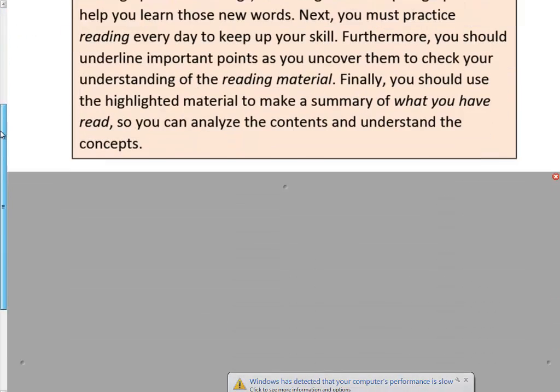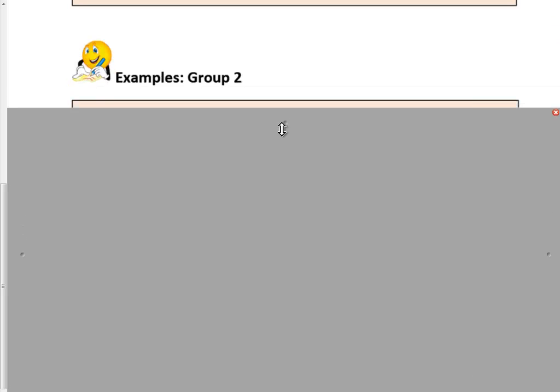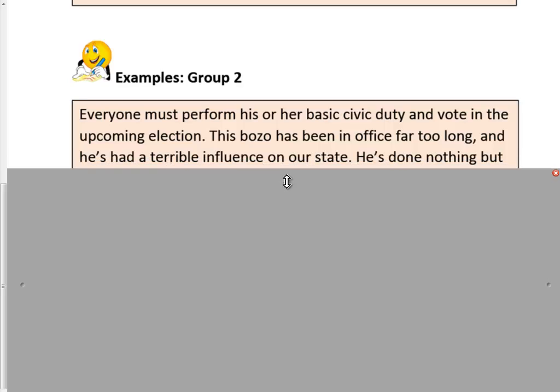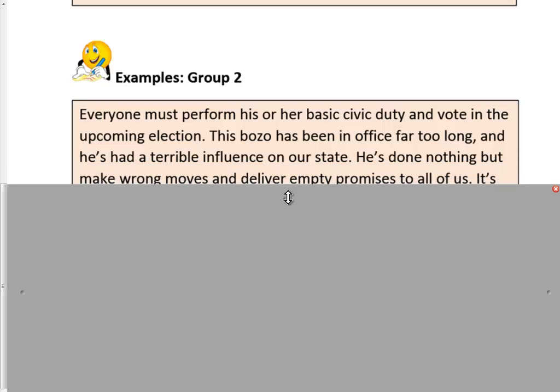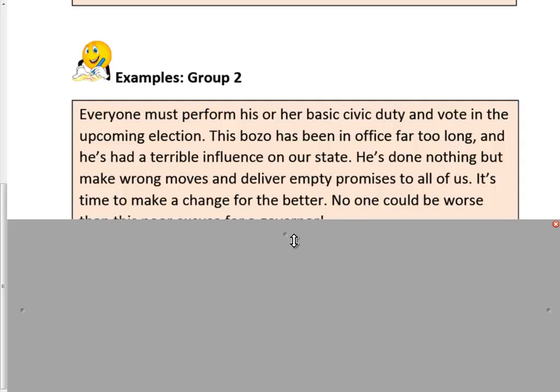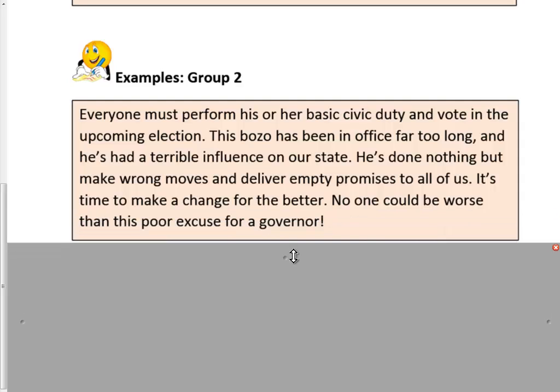Let's take a look at another example. Everyone must perform his or her basic duty and vote in the upcoming election. This bozo has been in office far too long, and he's had a terrible influence on our state. He's done nothing but make wrong moves and deliver empty promises to all of us. It's time to make a change for the better. No one could be worse than this poor excuse for a governor.